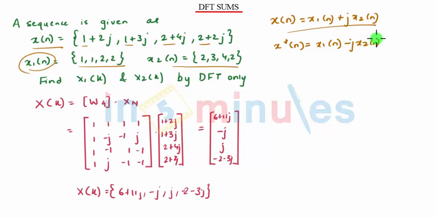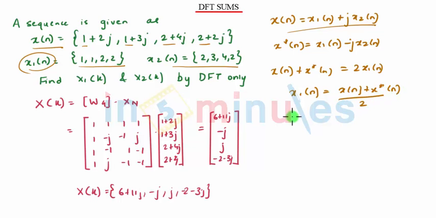Similarly, we can add these both the terms, that is the normal x of n and the complex conjugate of x of n. That gives us 2 into x1 of n. Now we can write x1 of n as x of n plus x star of n divided by 2. Now as we have found out this term, it will always be valid for the DFT of x1 of n.